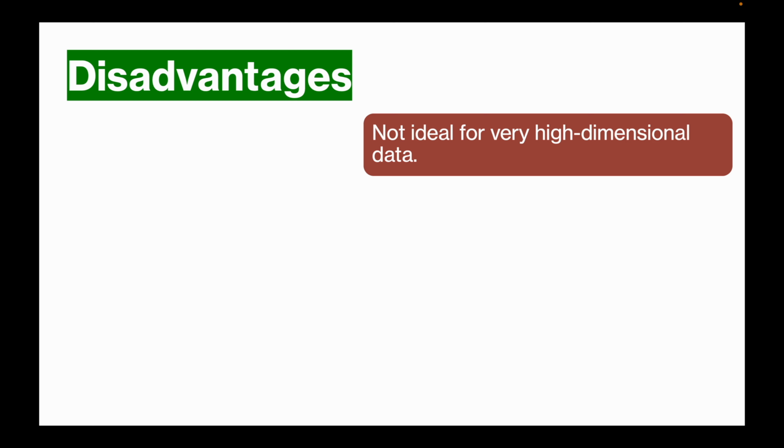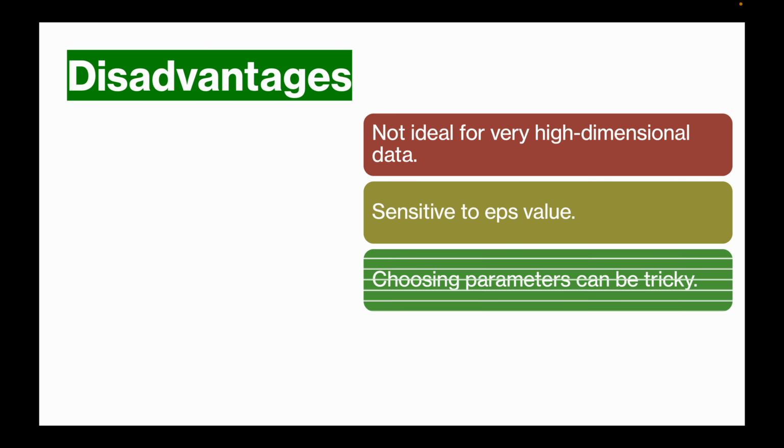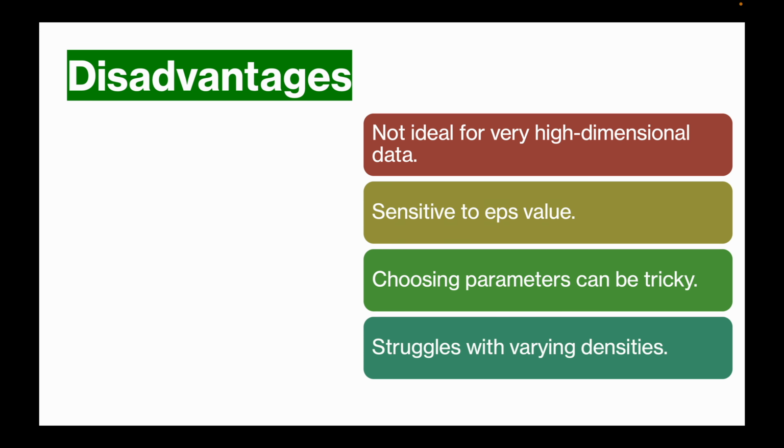Disadvantages of DBSCAN: it is not ideal for high dimensional data. It is sensitive to the EPS value, choosing parameters can be tricky, and it struggles with varying densities.